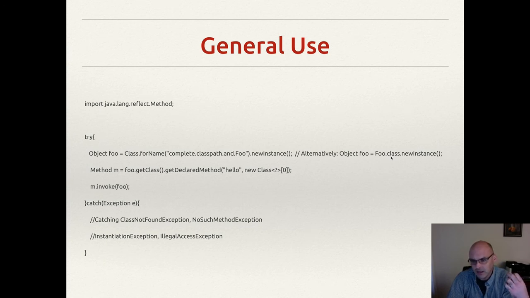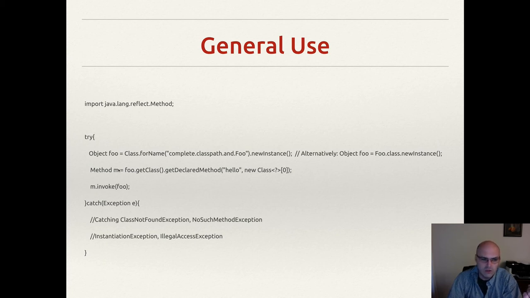So I'm saying Foo.class, so I'm referencing it as a class, dot newInstance. And this is the same as saying new Foo, right? That's essentially what we're doing here. It's just doing it through reflection instead of the standard instantiation process.